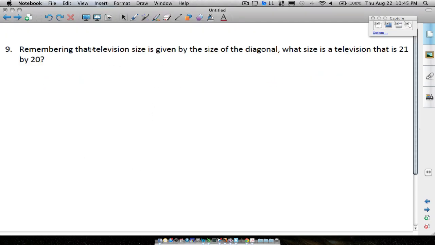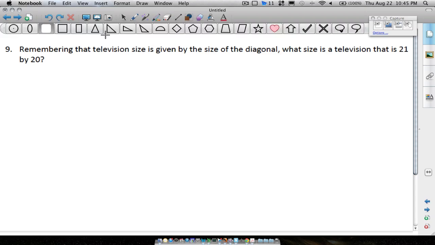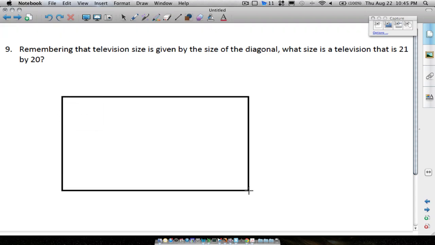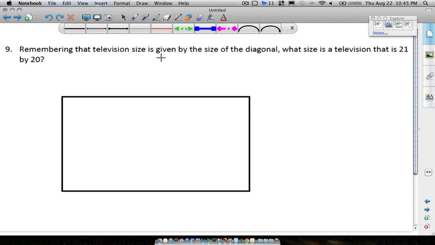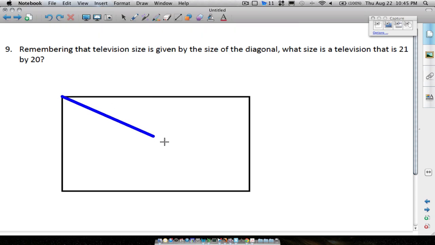Number 9, remembering that the television size is given by the size of the diagonal. What size is a television that is 21 by 20? Maybe you knew this, maybe you didn't, but if you have a TV, a high definition TV, TVs nowadays are rectangular shaped. They're not square. And when you say you have a TV that's a 50-inch TV, it's not 50 inches up, it's not 50 inches across. It's 50 inches across the diagonal. That blue line is really where you get the word 50-inch or 60-inch or 40-inch TV.